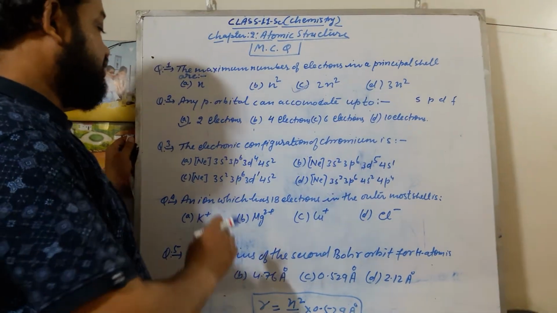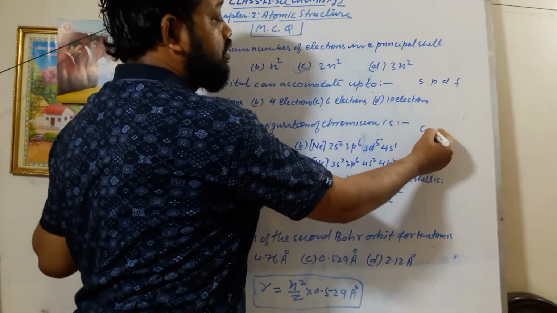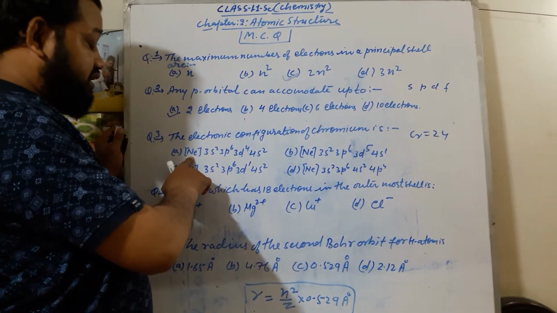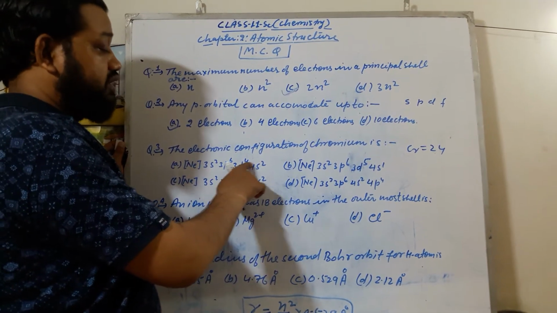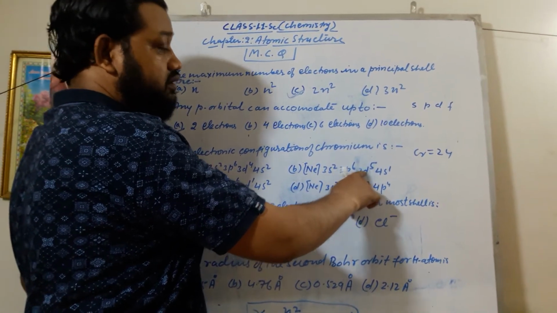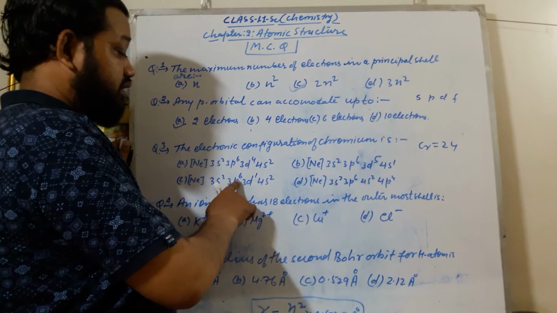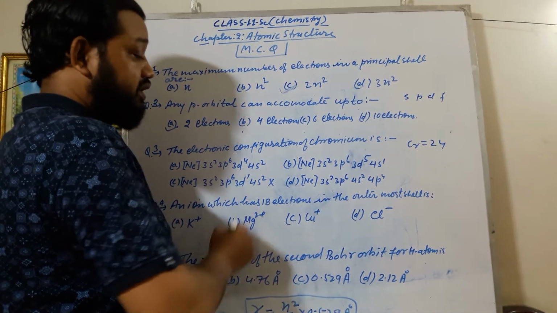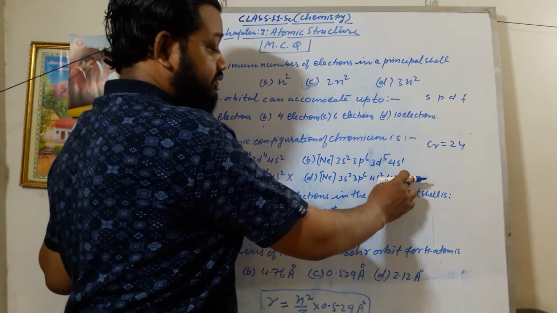Your question number 3: the electronic configuration of chromium is. Students, the atomic number of chromium is 24. Now, the atomic number of neon is 10, so the configuration must fill up toward 24 after neon.